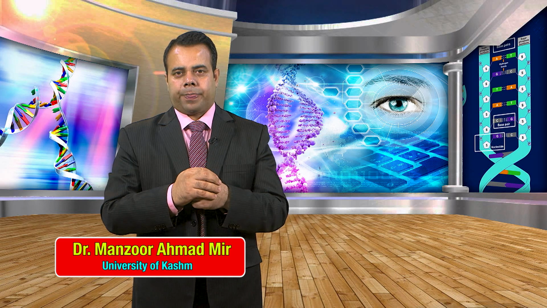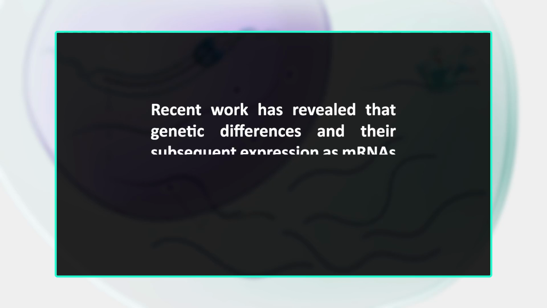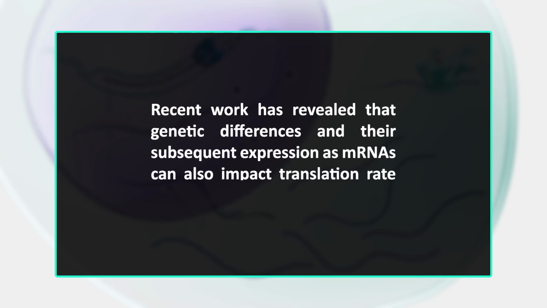The process of translation is highly regulated in both eukaryotic and prokaryotic organisms. Regulation of translation can impact the global rate of protein synthesis, which is closely coupled to the metabolic and proliferative state of a cell. In addition, recent work has revealed that genetic differences and their subsequent expression as mRNA can also impact translation rate in an RNA-specific manner.